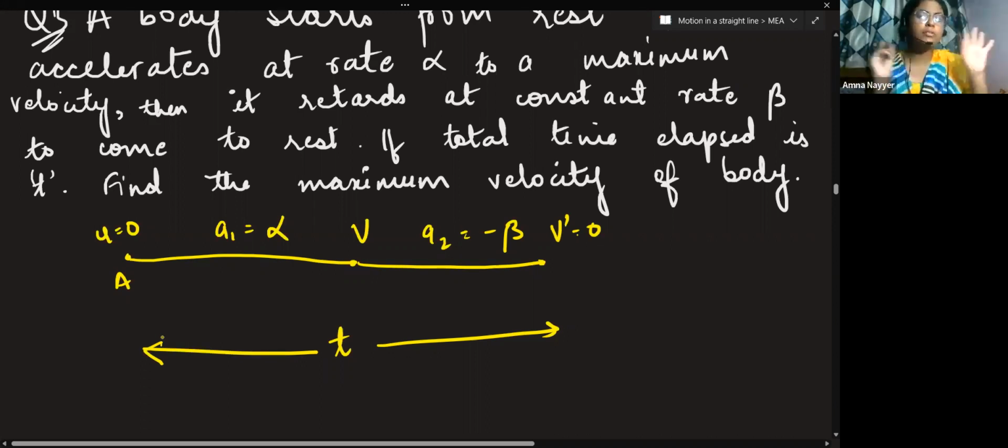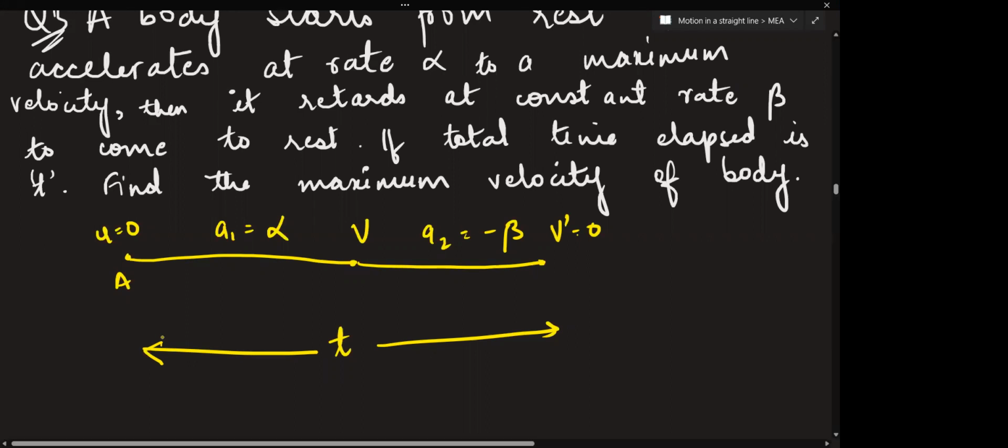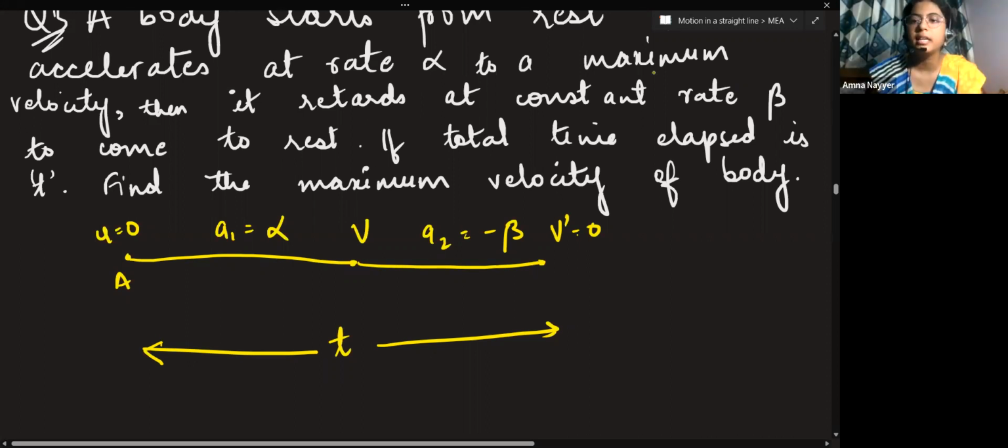So can you tell me which variable out of all these you have to find out? V. Yes, exactly, because V was the maximum velocity. Remember here it said maximum velocity, so this was the maximum velocity you have to find. So let's just divide it into two parts, A to B and B to C.